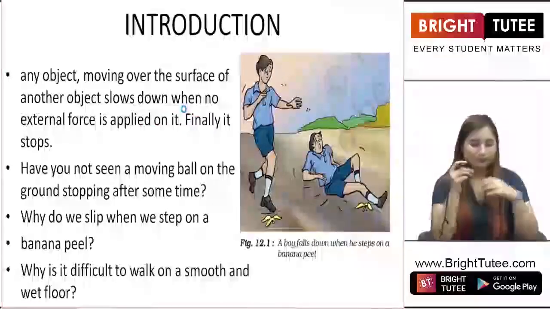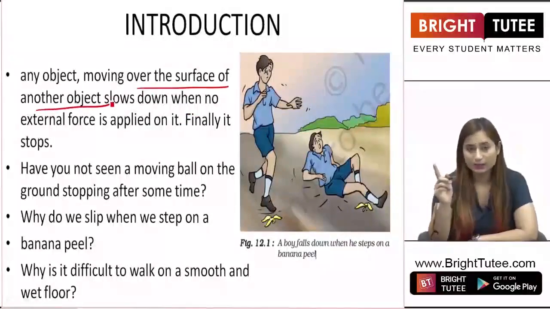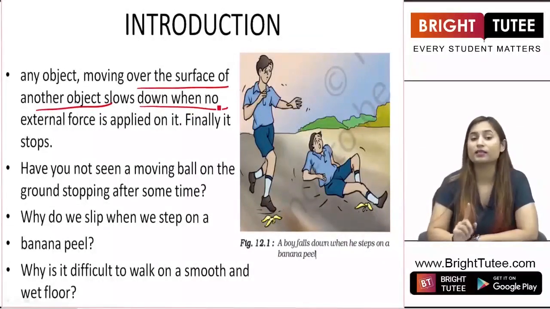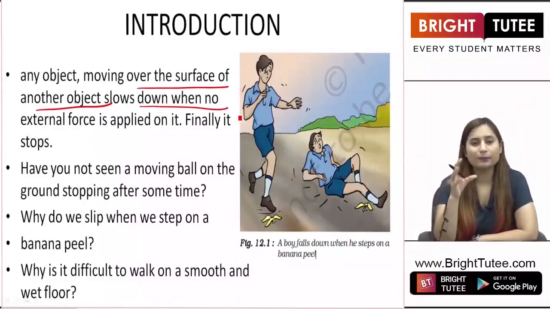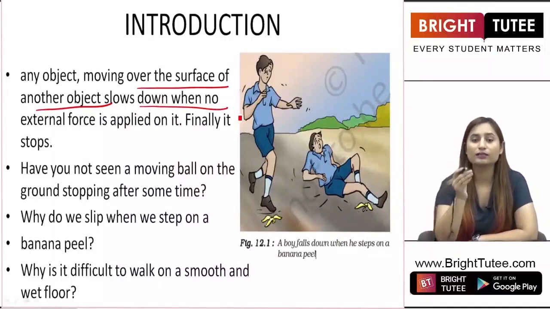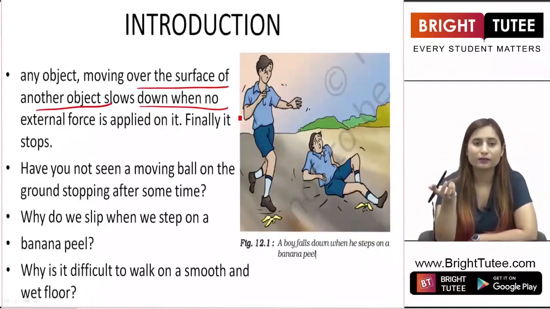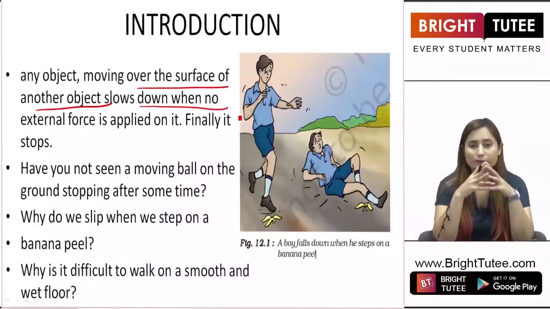So students, any object moving over the surface of another object slows down when no external force is applied. For example, you are playing with a ball and you throw it away. After some time you will notice that the ball has stopped on its own. You have not stopped it by applying any force, but after some time it stops on its own. Why does this happen? There was no external force acting upon it which was visible to you. There was no visible force, right?